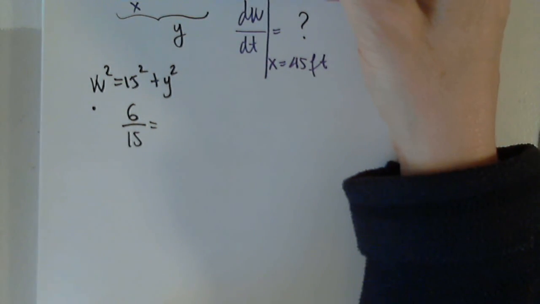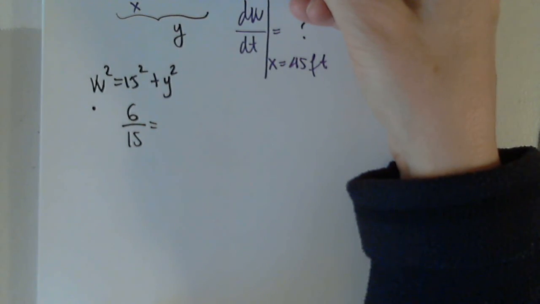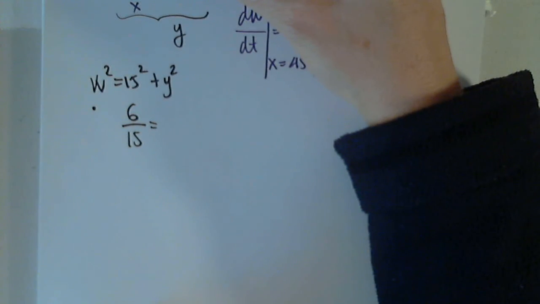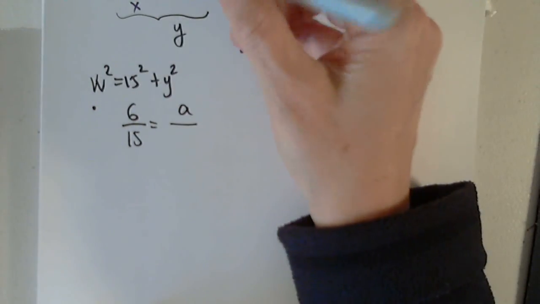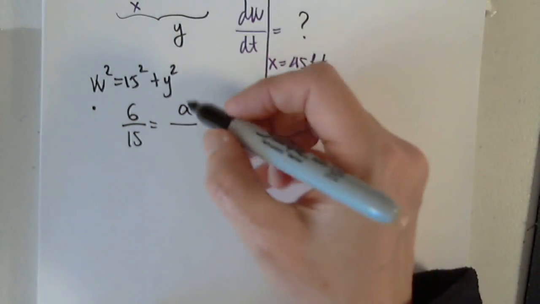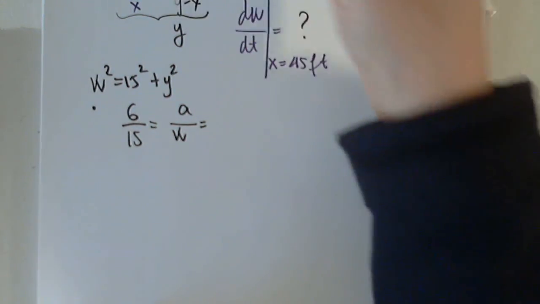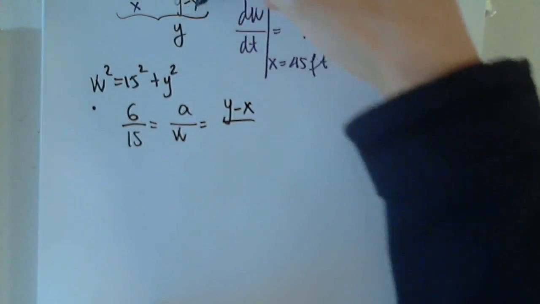The opposite of this is something I don't have. The opposite of this is, I'm going to use A, over the opposite of this, which is W. And what else can I use? So this is y minus x. Y minus x divided by y.